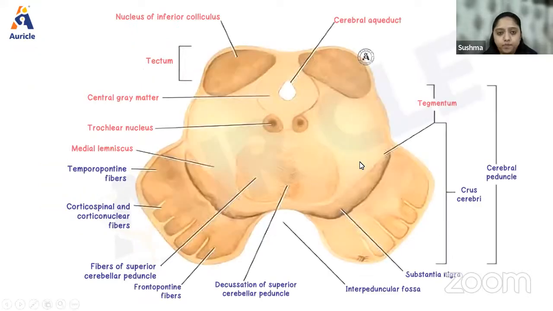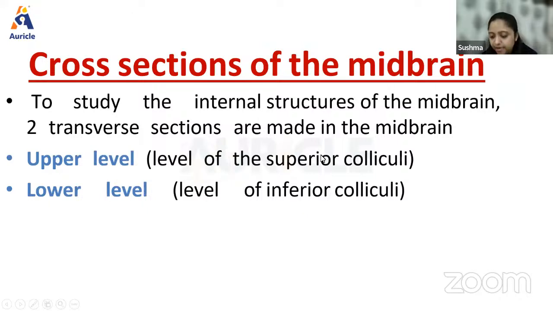Okay. Now, cross section of the midbrain. Suppose if this is the midbrain, I am going to be taking sections like this, sections like this to study the internal structures. What happens when I cut it like this, guys? I can see what is present inside. How am I taking these 2 sections? One at the upper level, one at the lower level. One at the level of superior colliculi, one at the level of inferior colliculi. As simple as it gets.